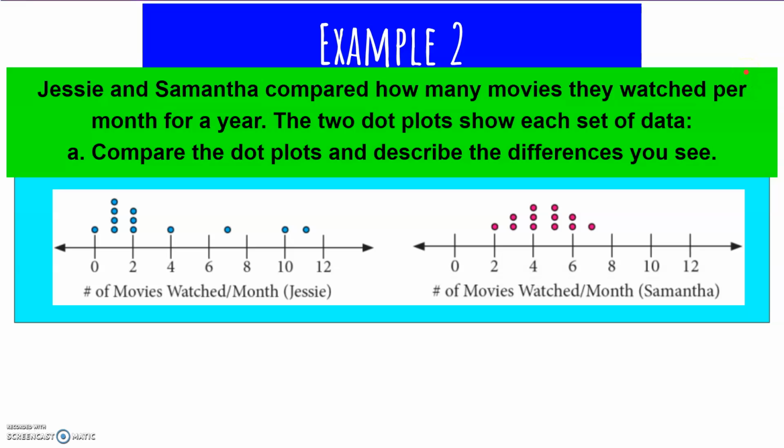All right, moving on to example 2. Jesse and Samantha compared how many movies they watched per month for a year. The two dot plots show each set of data. We're going to compare them and describe the differences we see.